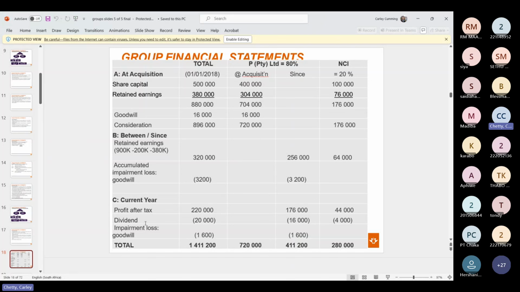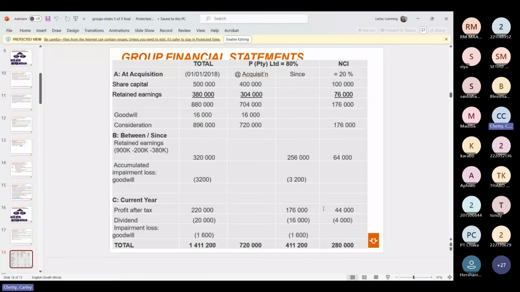So if we do part C, which is the current year, the scenario told us that S made a profit of 220,000, and they declared a dividend of 20,000. So again, P is going to get 80% of the profit after tax. P will get 176,000. And then P will also take 80% of the dividend. So we'll go 20,000 times 80%, and that gives us 16,000 Rand.